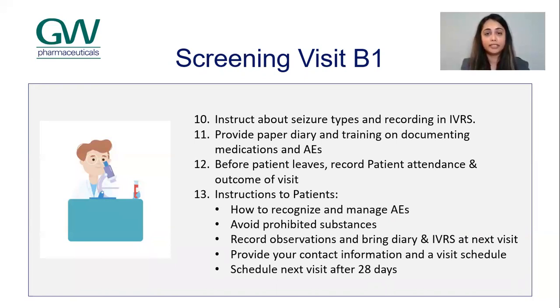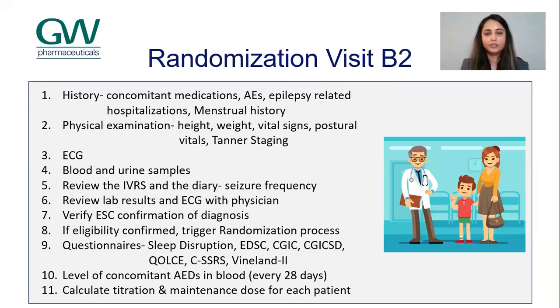You will record the patient's attendance for the visit and also the outcome of the visit. You will give general instructions on recognizing and managing adverse events, avoiding prohibited substances, contact details, and a visit schedule. You will schedule the next visit after 28 days and ask the patient to bring the IVRS and the patient diary. The next visit is the randomization visit B2.